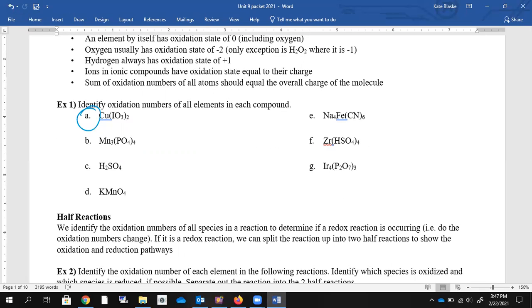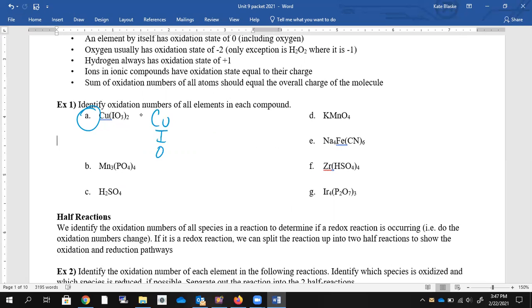I've got a polyatomic ion in here of IO3. Iodate is not always a polyatomic ion that we might remember the charge of, but we can use this to help us figure some other things out. So I've got copper in here, I've got iodine in here, and I've got oxygen in here. This is how I like to write this out to keep track of everything.